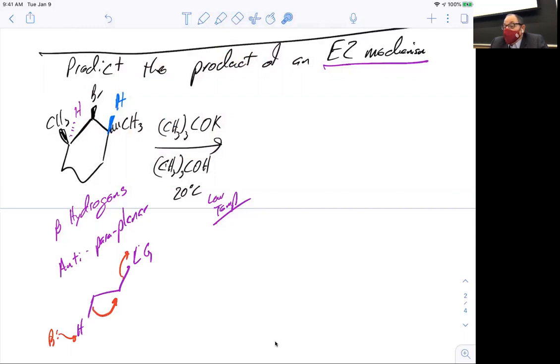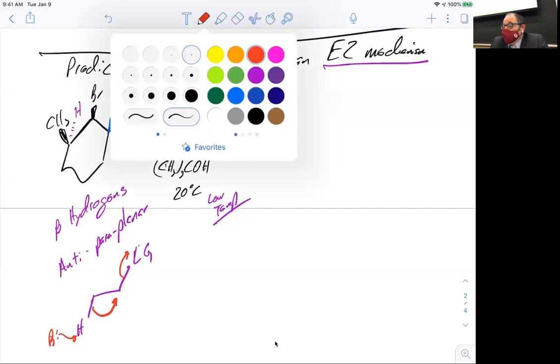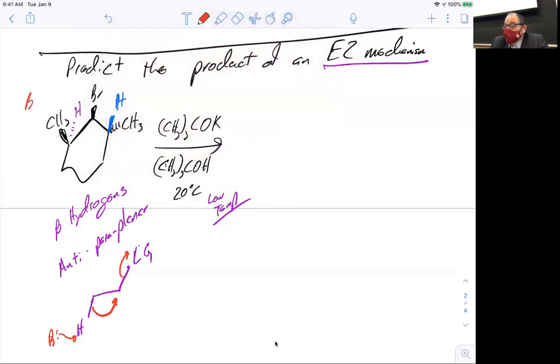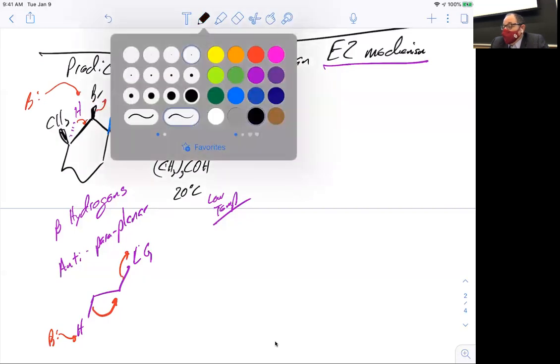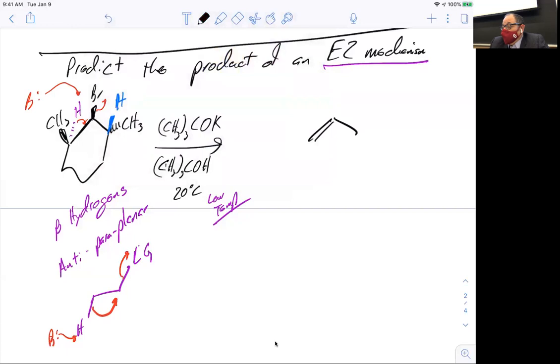Okay. The one that's on the backside can be anti, right? If we get the right chair conformation, that can get anti. The best we can do with this hydrogen is gauche. So this one can't form an anti-periplanar arrangement, this one can. So therefore, the only product from this will be elimination of this hydrogen to give us this product.